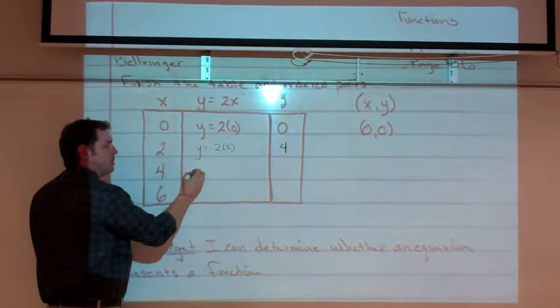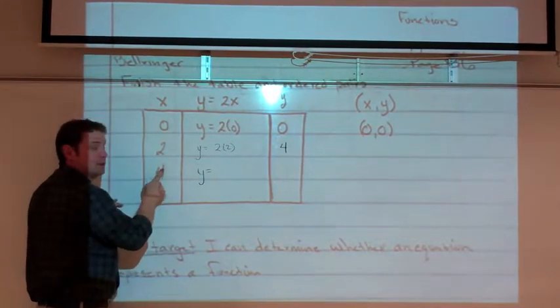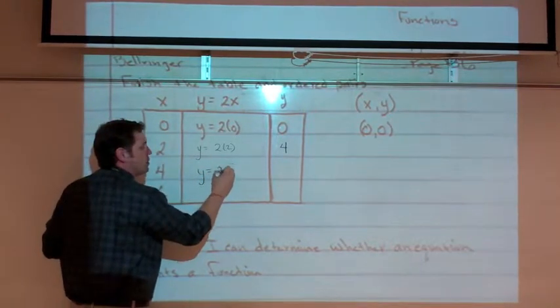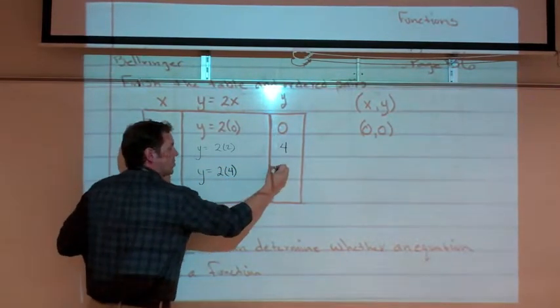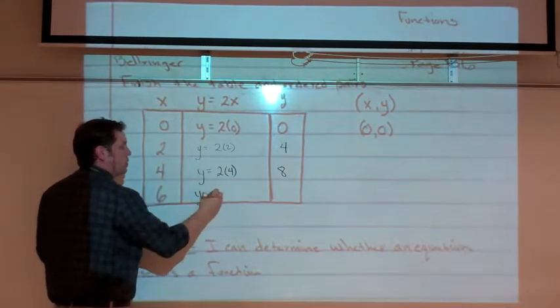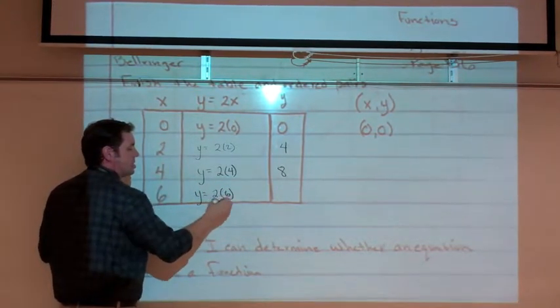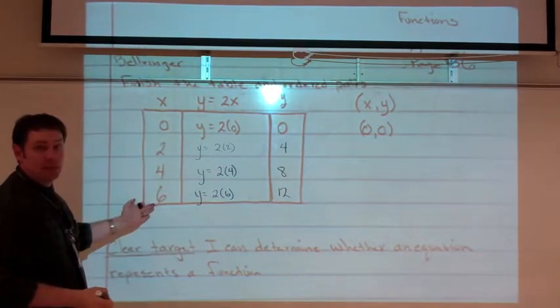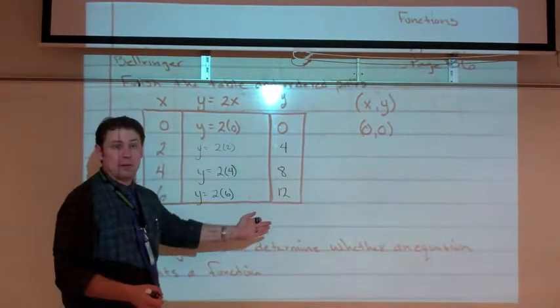Same thing on the next problem. You have y equals 2x, now you're going to input the x value, the domain, in for x, so 2 times 4, which is 8. Here you have y equals 2x, and then x is now 6, 2 times 6, which is 12. Now you have the input, the domain, and the output, or the range.